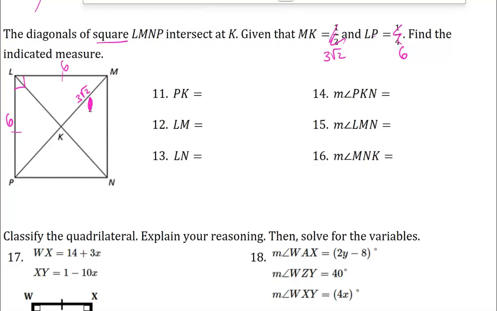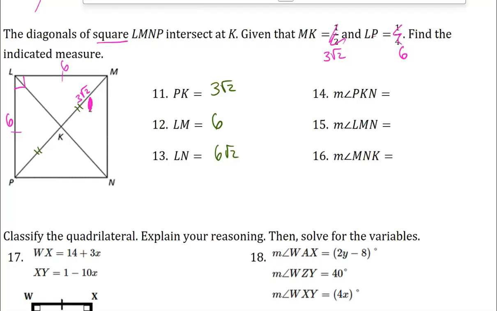All right, so what is PK? PK is the length of half of the diagonal. It's a parallelogram as well, so diagonals bisect each other. So this is the same as this, which is 3 root 2. LM, it's equilateral, so LM is 6. LN is the total length of the diagonal, so 6 root 2, because we have the same length as this one, 3 root 2 plus 3 root 2.